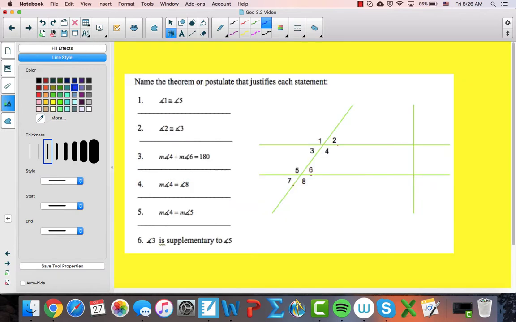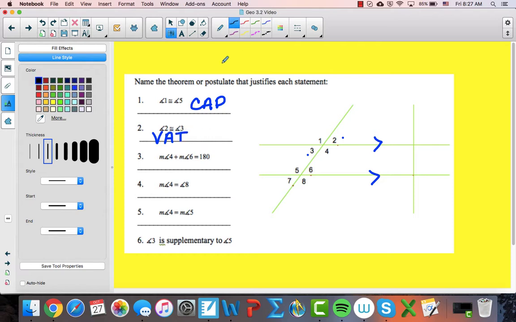Awesome. All right, last thing we're going to do, we're going to look at how we can name theorems and postulates based on given information. So first, what I'd like you to do is mark those parallel, and we look at it. If 1 and 5 are congruent, those are corresponding angles. If the lines are parallel, the theorem that would justify their congruence would be the corresponding angle postulate, which I'm going to refer to as CAP. Okay, so that's the first one. If 2 and 3 are congruent, would 2 and 3 be congruent if these lines are parallel? 2 and 3 are congruent because they are vertical angles, so that would be the vertical angle theorem.